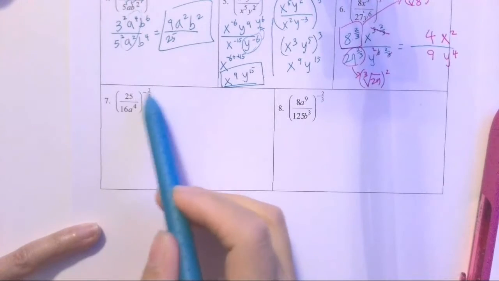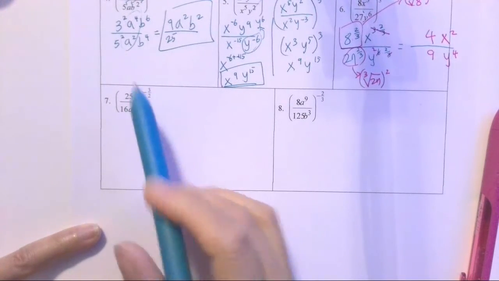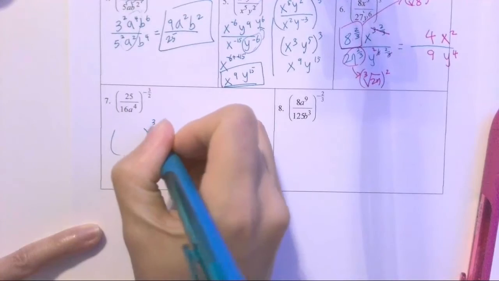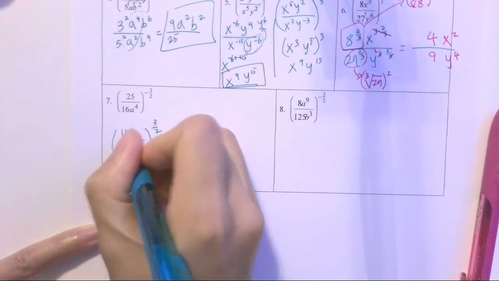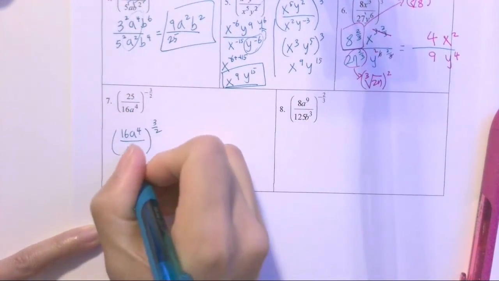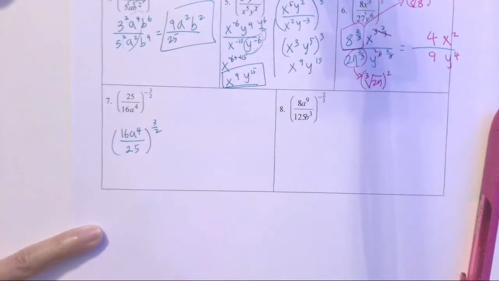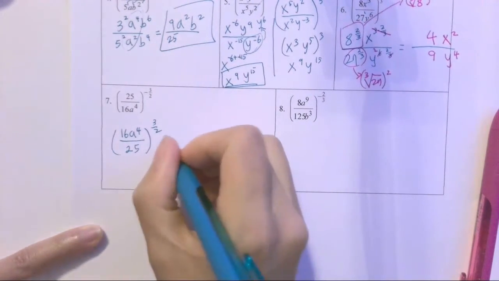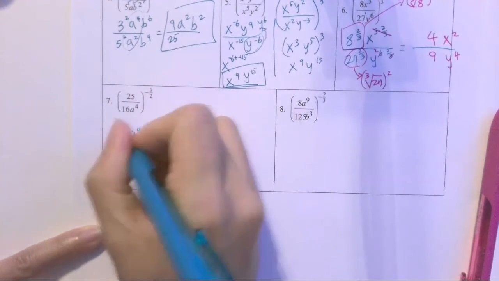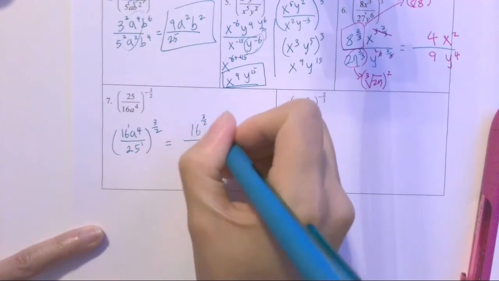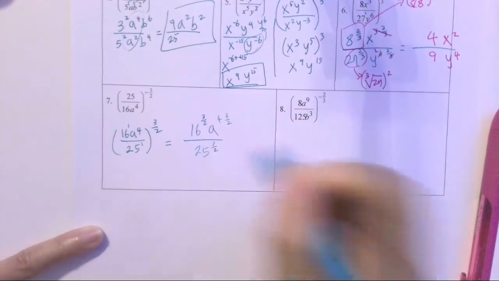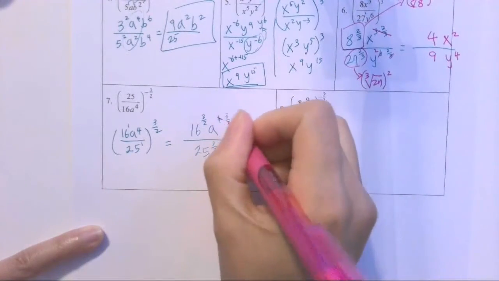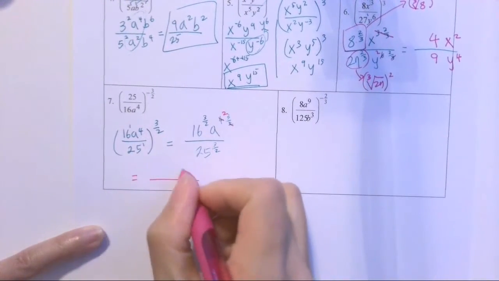I don't really like all this negative and fraction together, so I'm going to make it a positive exponent by flipping it. So my numerator becomes my denominator, and my denominator becomes my numerator, like this. I can do that. Yes, you can. And then distribute my exponent. So 16 raised to the 3/2 power, a raised to the 4 times 3/2, and 25 to the 3/2 power. Multiply it, so I get a to the 6th power.